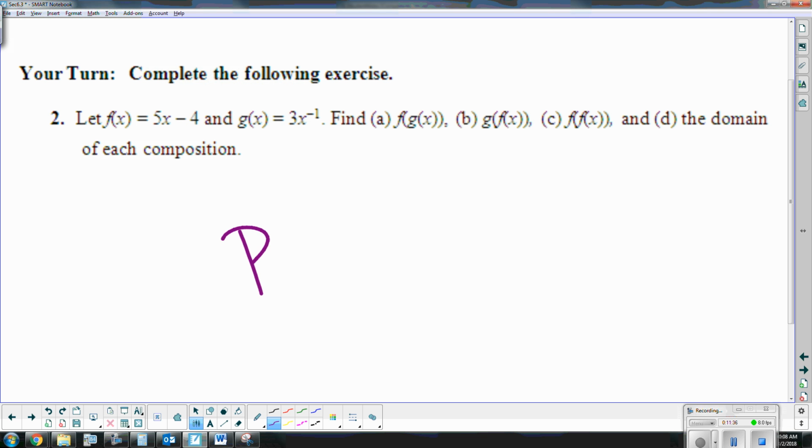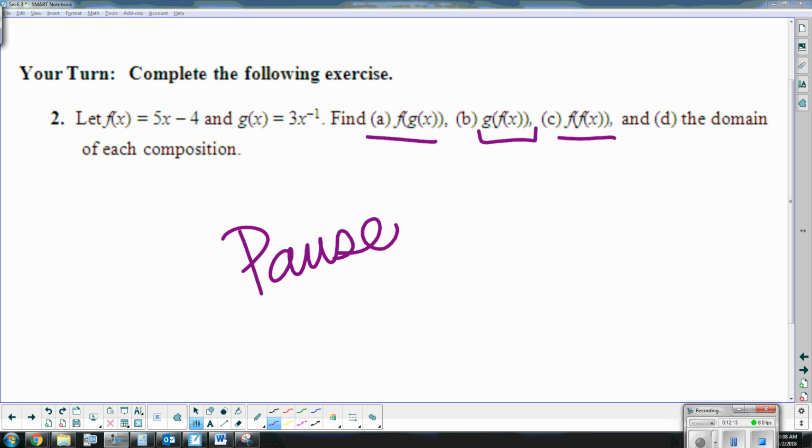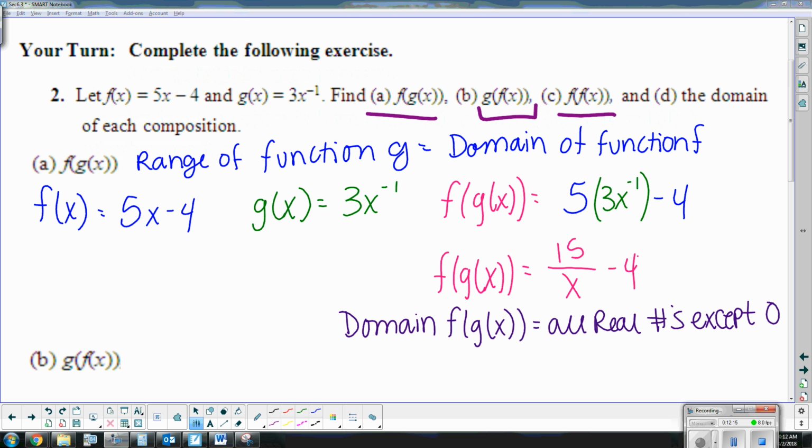Try this next one on your own. You can pause the video while you work, and then when you unpause, I will reveal the solution. So you're looking for f of g of x, that composition, then g of f of x, and then f of f of x. After you've computed the composition of each function, I want you to define the domain of each composition. So what values of x are excluded in order for the function to be defined? So let's look at this first example.